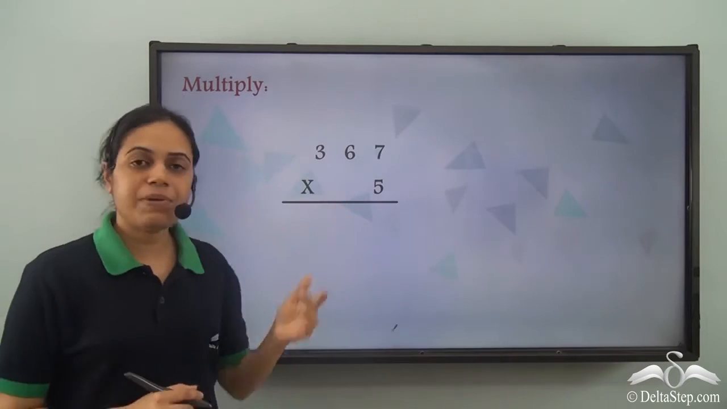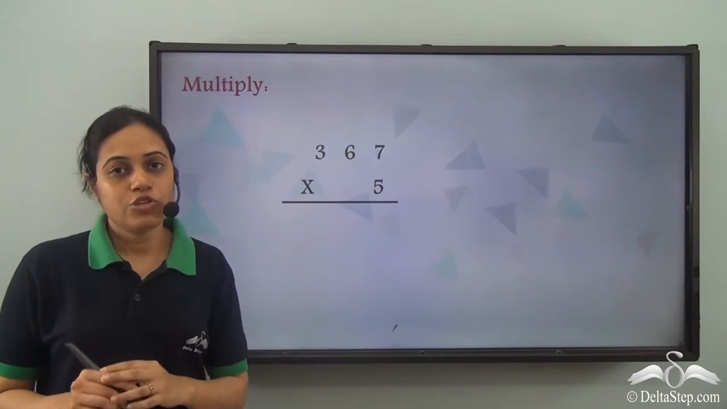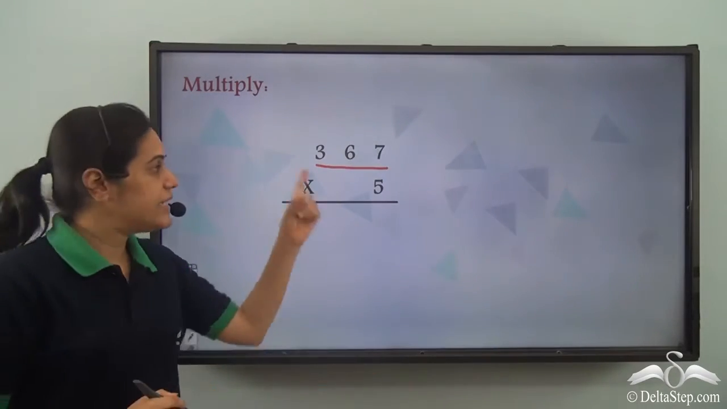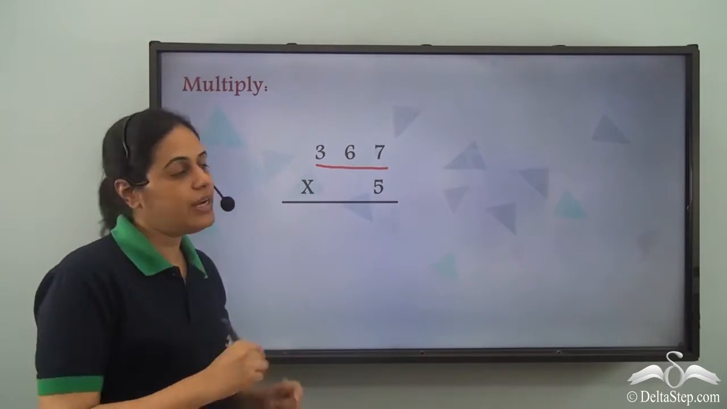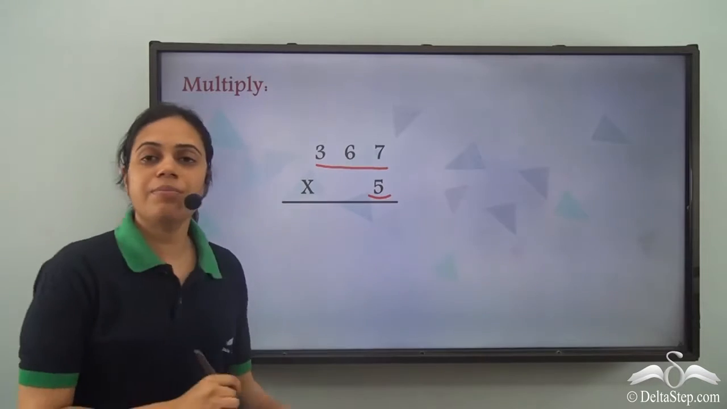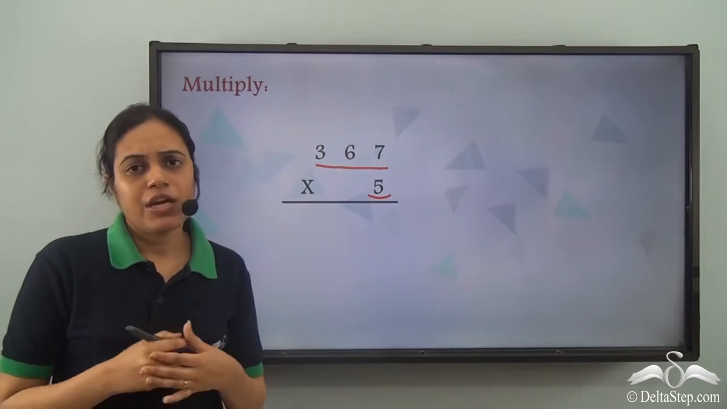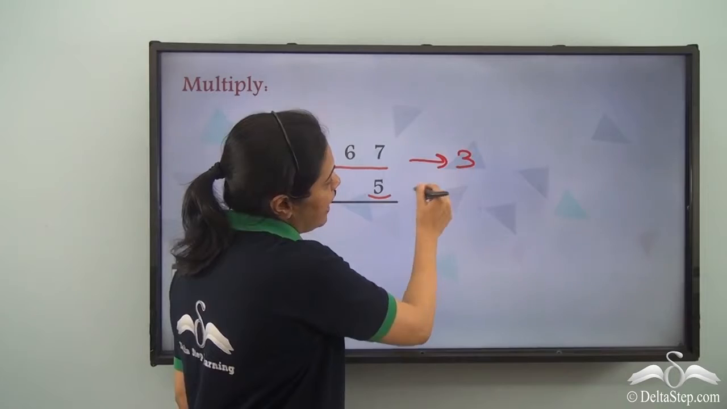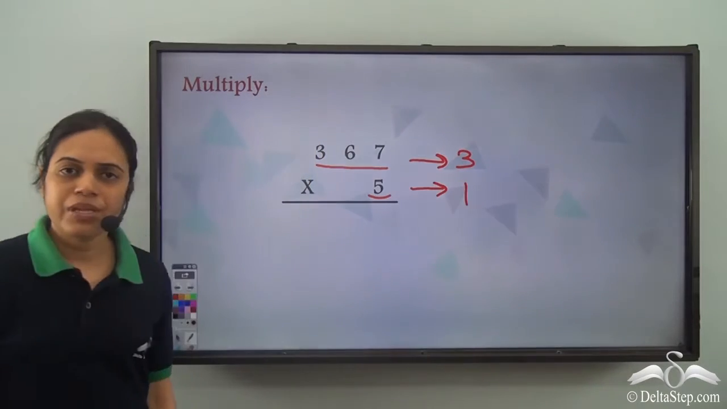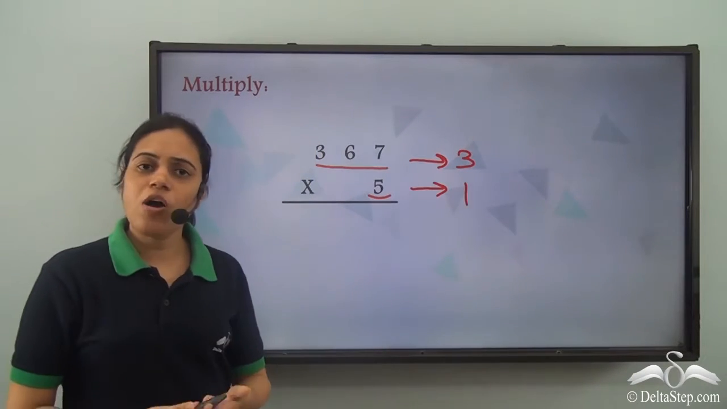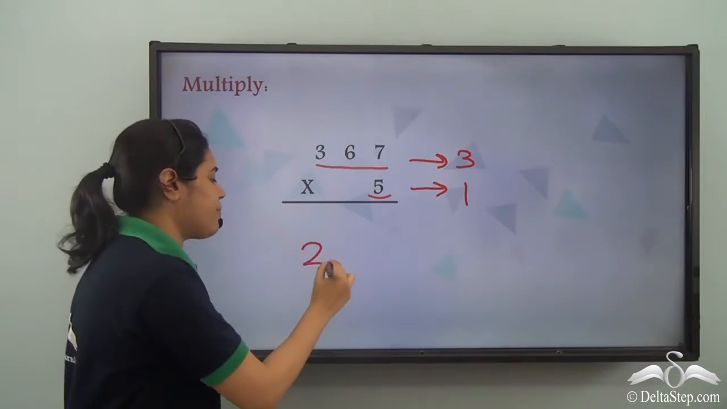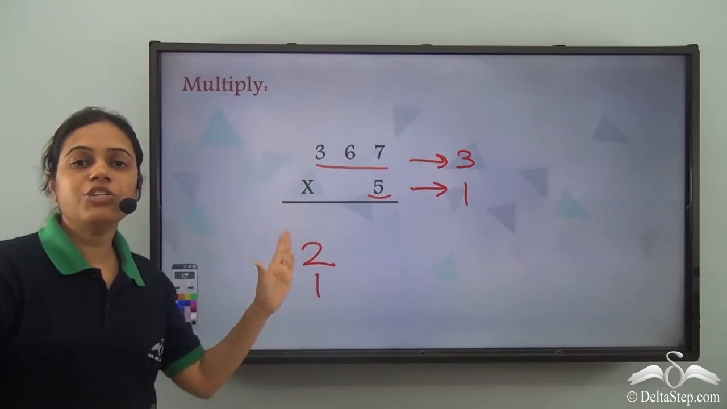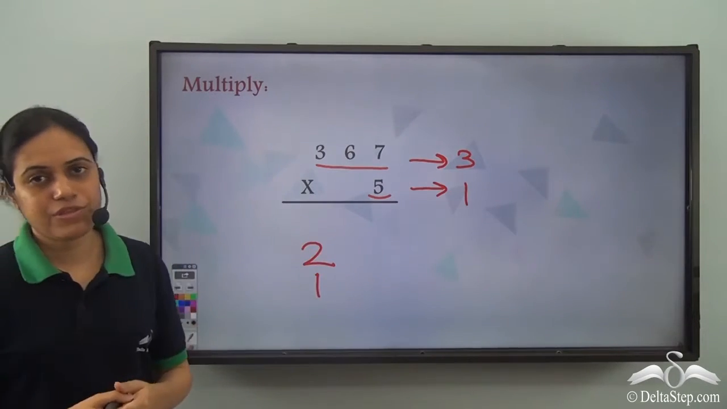We need to multiply these two numbers. So over here, we need to multiply this 3-digit number, that is 367, by this 1-digit number, which is 5. Now, how do I multiply a 3-digit number by a 1-digit number? It is very similar to how we multiply a 2-digit number by a 1-digit number. Just we need to keep on moving to the left.